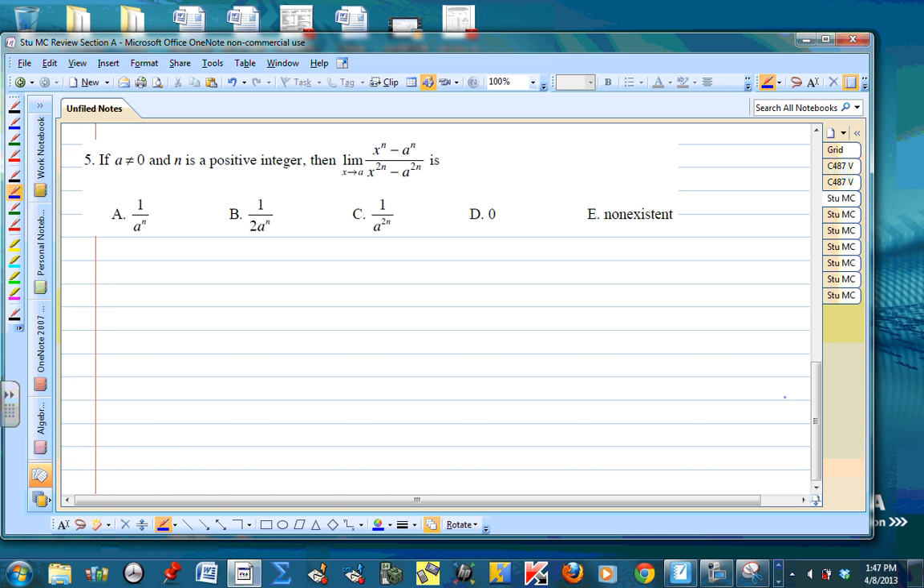So as with anything else, whenever we're asked to find the limit, the first thing we'd want to do is use direct substitution. But if we put a in place of x and substitute, we'd end up with 0 over 0, which is an indeterminate form. So we're going to have to use some algebra tricks.